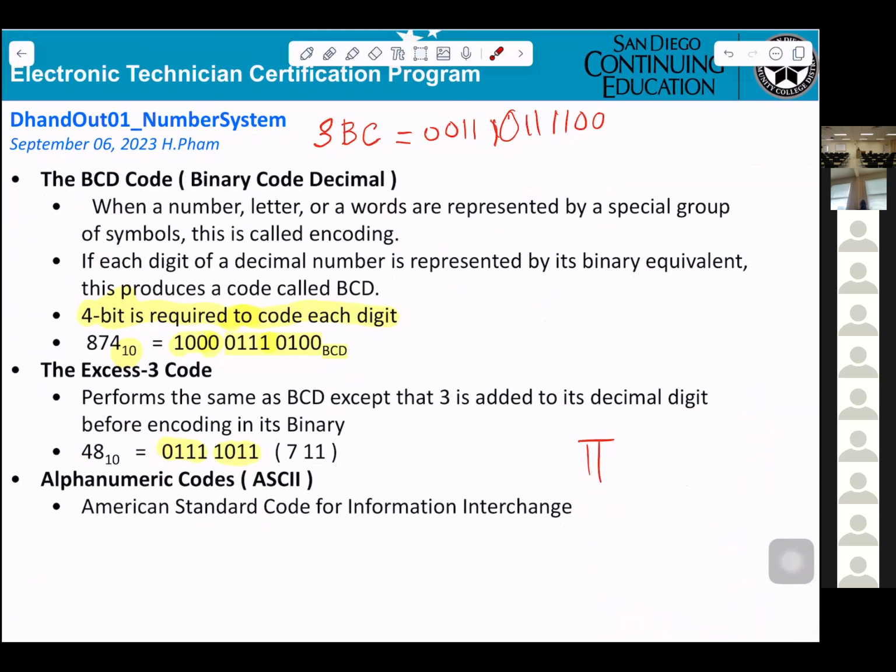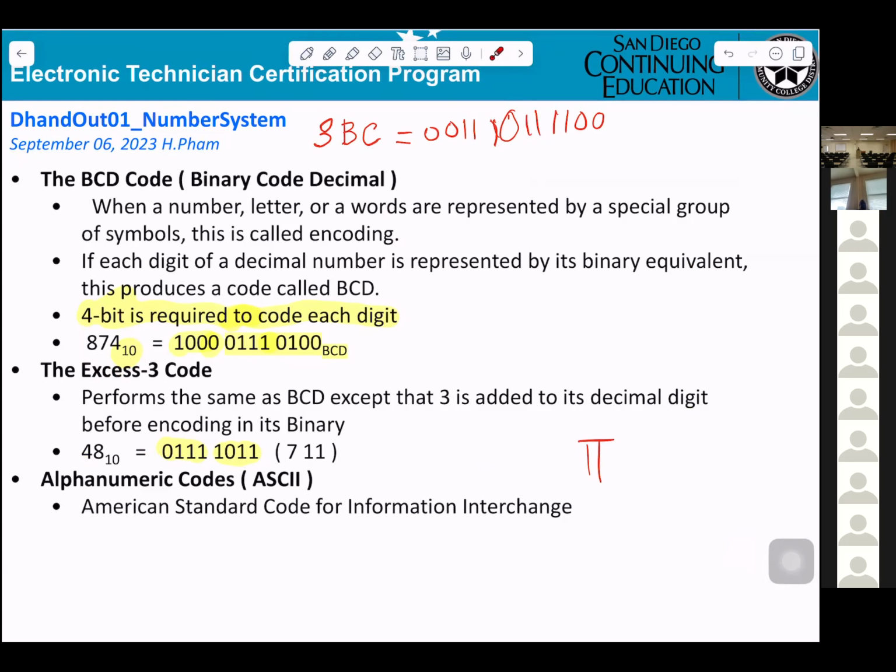BCD code, binary coded decimal. When a number, letter, or word is represented by a special group of symbols, this is called encoding. If each digit of a decimal number is represented by its binary equivalent, this produces a code we call BCD.